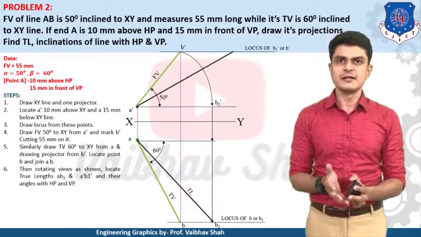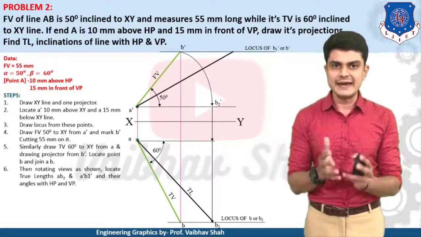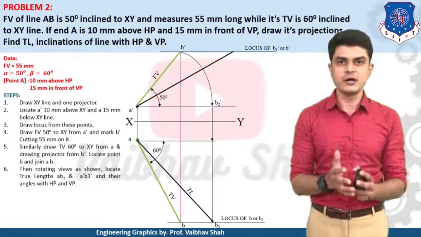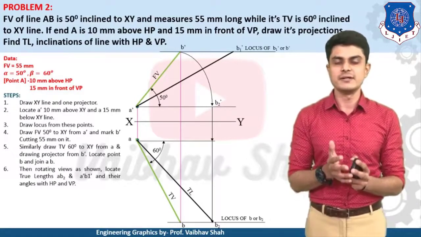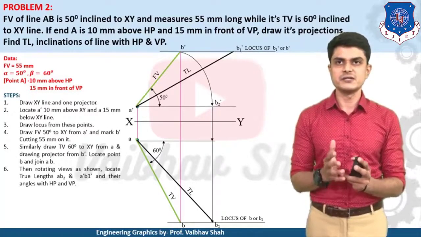Now very simple, take the dimension of this true length on your rounder, put your rounder at point A dash and try to cut the locus of B1 dash or B dash in order to get your point B1 dash. This is the end of your example. Now you need to focus on what is asked.